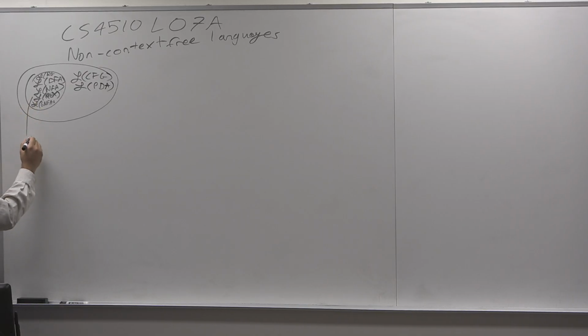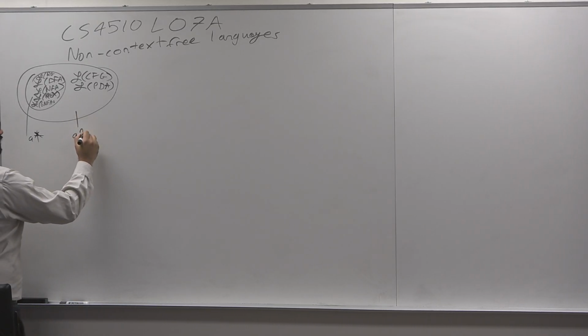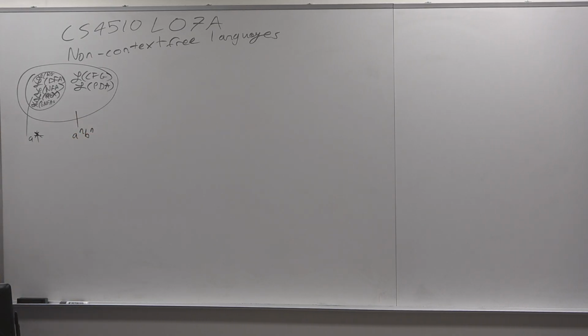Languages that are regular include things like A star, right? A star, you have any number of A's, right? Languages that are context-free and not regular include things like A to the n, B to the n, where n, the number of A's must equal the number of B's, right?